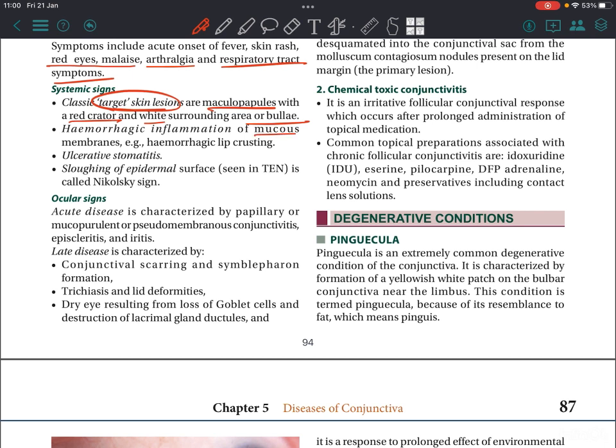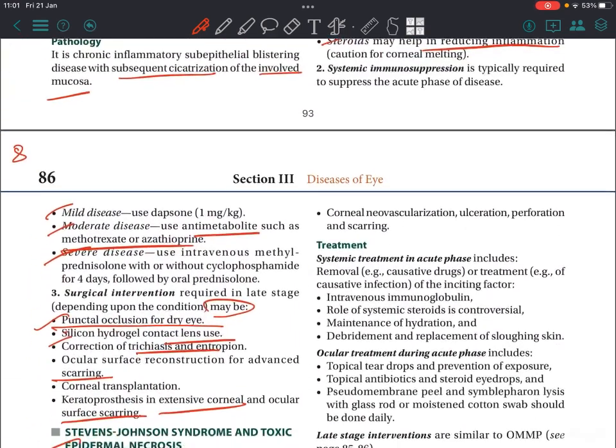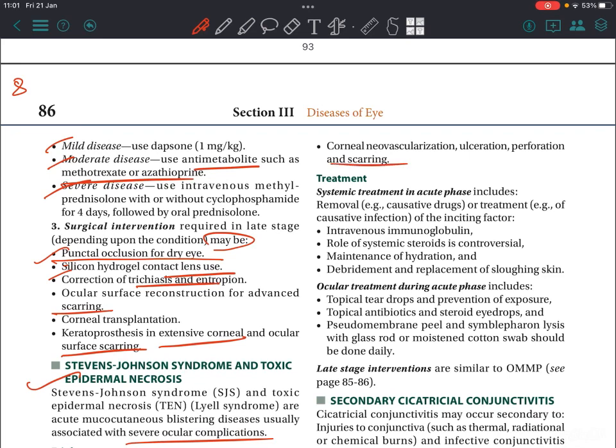Hemorrhagic inflammation of mucous membrane, hemorrhagic lip crusting, ulcerative stomatitis, sloughing of epidermal surface seen is called Nikolsky sign. Ocular signs: acute disease is characterized by papillary or mucopurulent pseudomembranous conjunctivitis, episcleritis, and iritis. Late disease is characterized by conjunctival scarring, symblepharon, trichiasis, deformities, dry eye resulting from loss of goblet cells, destruction of lacrimal gland ductules. Corneal neovascularization, ulceration, perforation, and scarring.